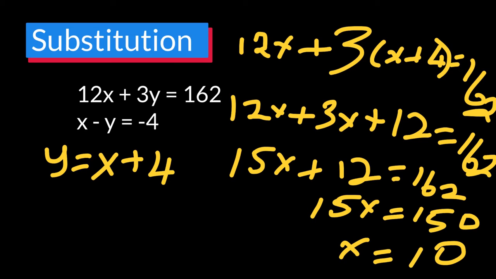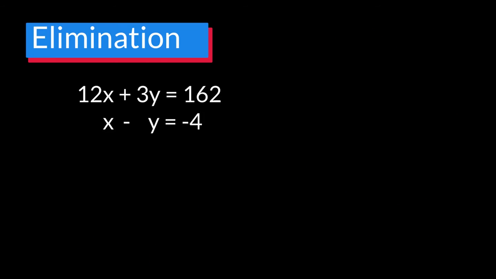Now that we know that the buckets are $10, we can substitute that value for x into the equation y = x + 4, so y is equal to 10 + 4, y is equal to 14. When we have two equations that share the same variables, it's called a system of equations. And another method that we can use to solve a system of equations is called elimination.